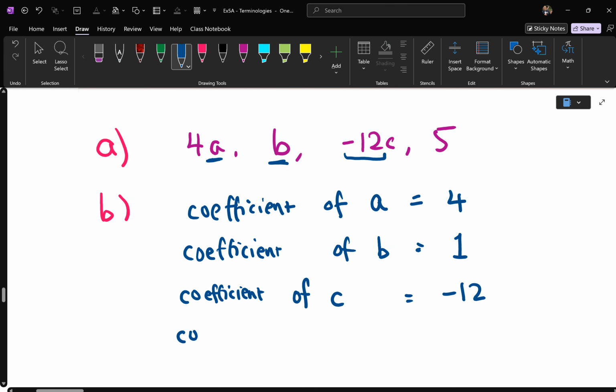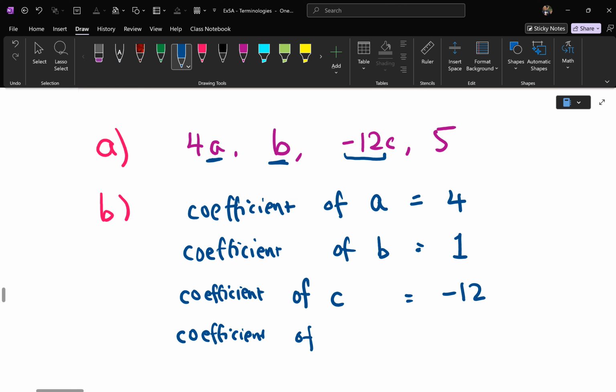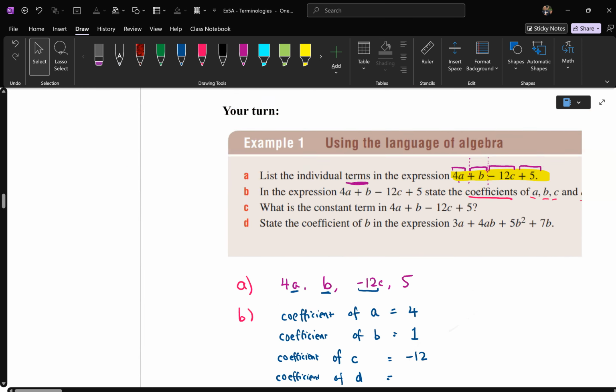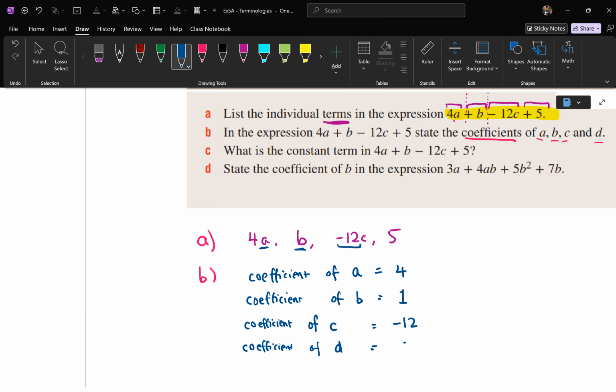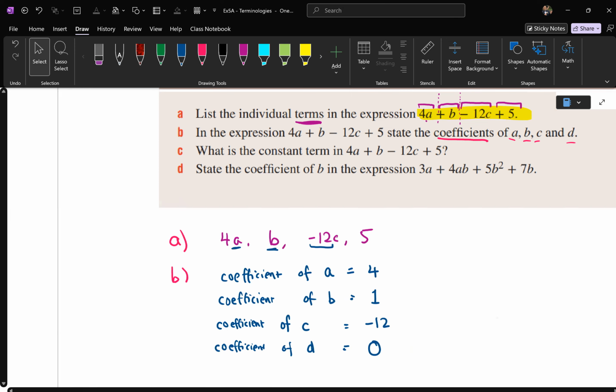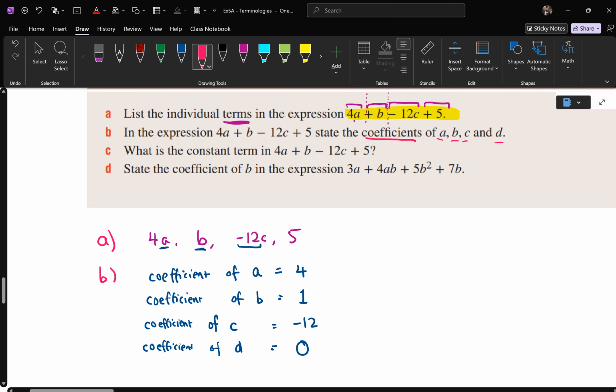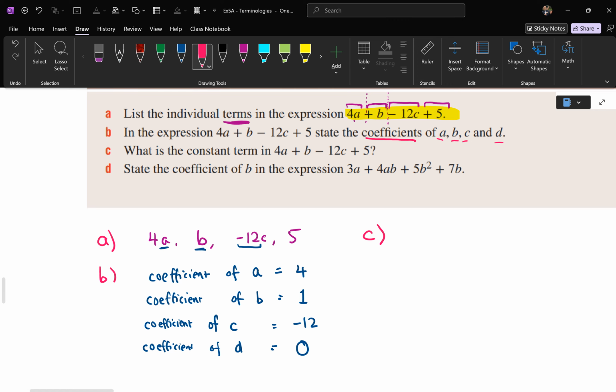And then the last one, they say, what is the coefficient of d? Now looking at the expression above, I don't see the letter d. And if I don't see the letter d, that must mean I have 0 of them. Because if I do see the letter d, it would mean that I have at least 1. Right? But because I don't see the letter d, the coefficient of d must then be 0. Does that make sense? All right, and then let's go with question C. C is asking, what is the constant term?